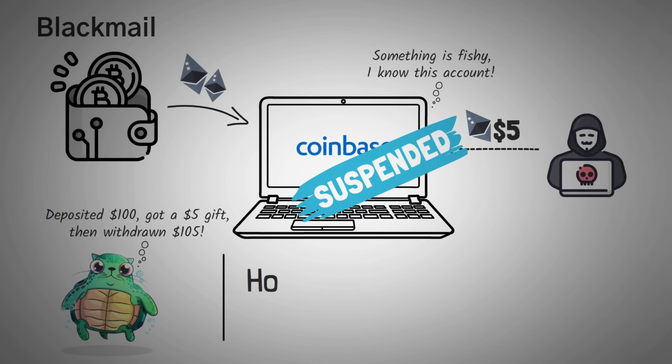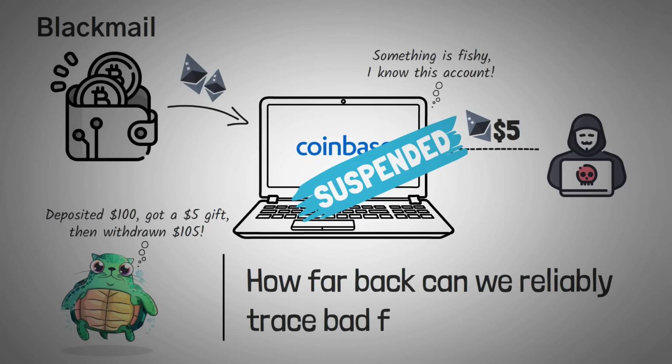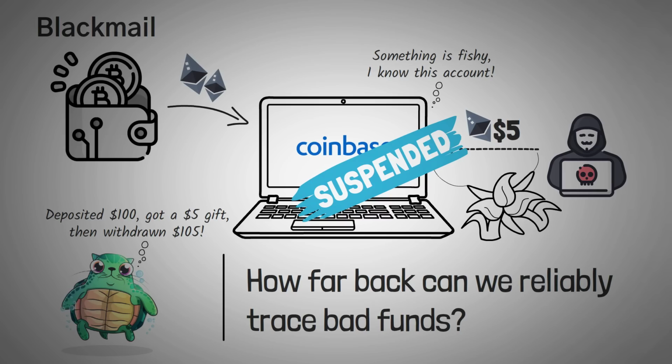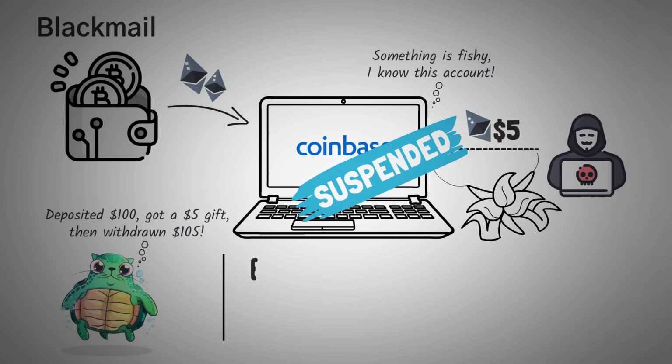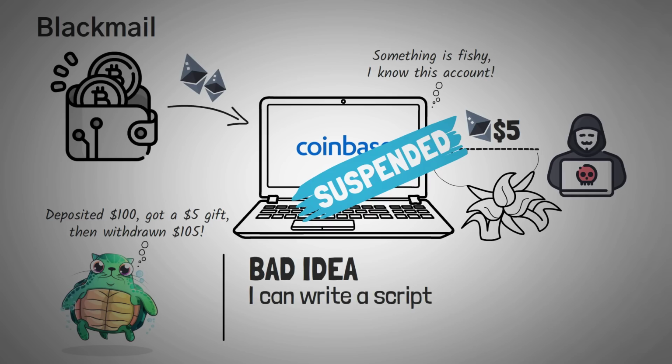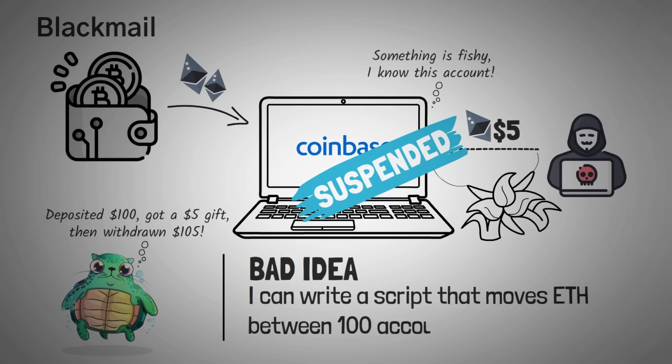This leaves a question of how far back can we reliably trace bad funds? Maybe we set a limit of 100 accounts. Money has to go through 100 accounts before you can say that you're definitely not associated with the dirty money. Are you still liable for violating the sanctions? Well, we could put this idea in effect, but this is a bad idea because I could technically write a script that moves Ethereum between 100 different accounts in a few minutes. So this would be a very easy loophole for someone to perform.